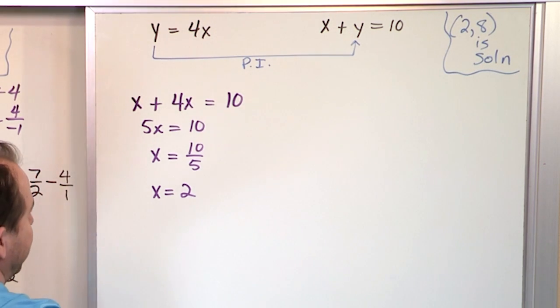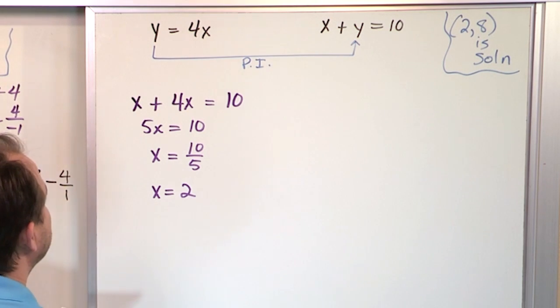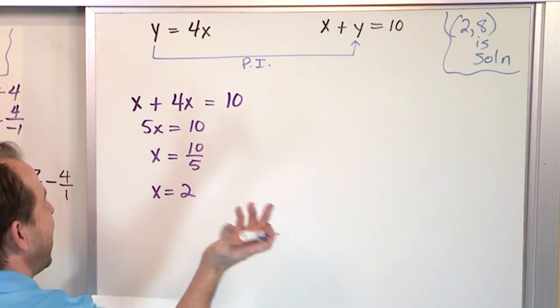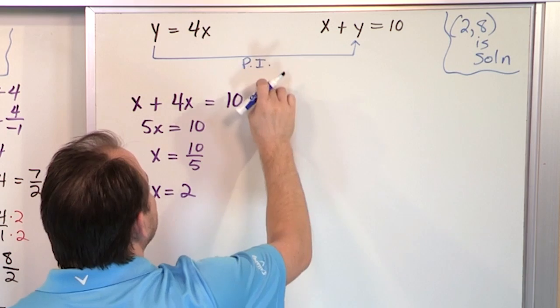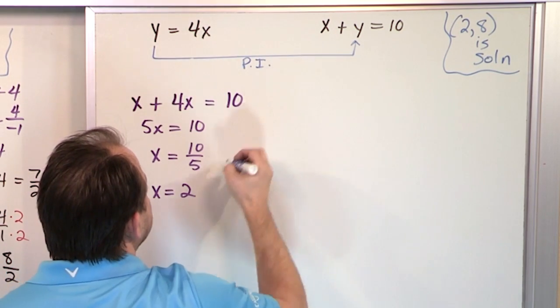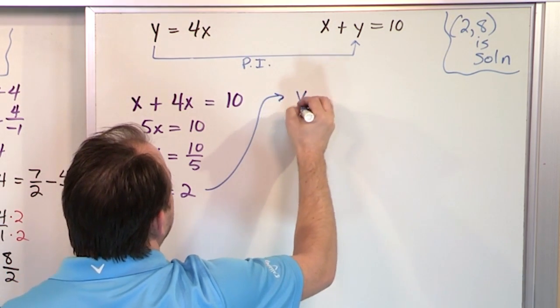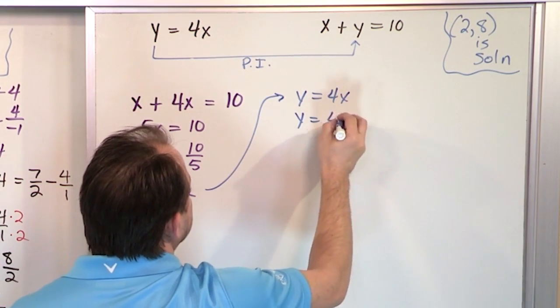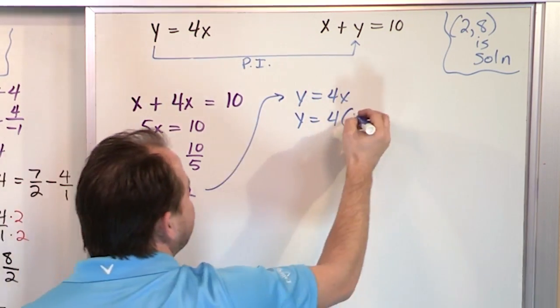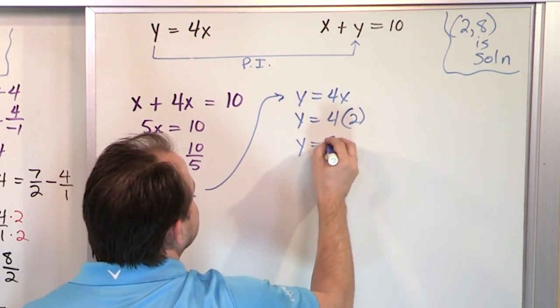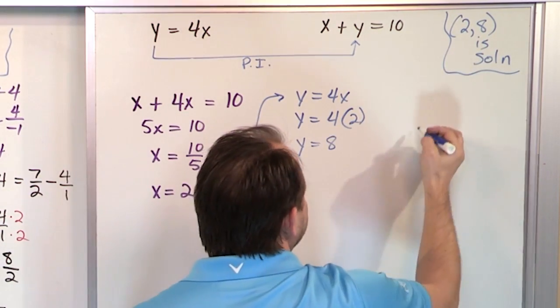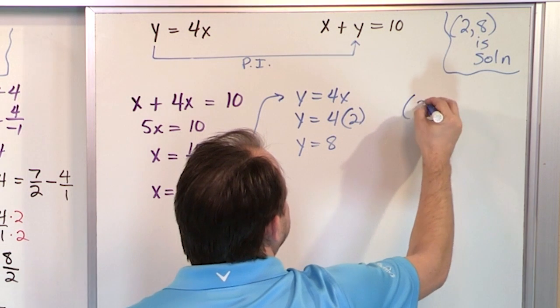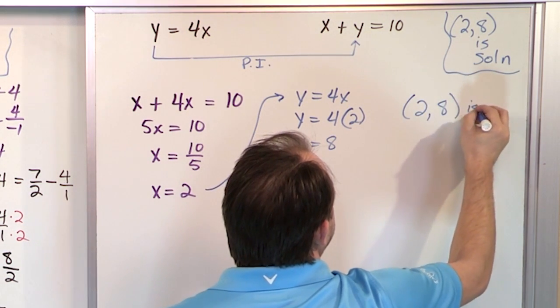Now, the intersection point is equal to 2. Now, we take this half of the solution, we have a choice. Let's stick it into the easier one. This is the much easier equation to deal with. So I'm going to go over here and say y is 4x, because that's what I'm given. So y is 4 times, what is x? We now know x to be 2, so y is 8. And this is exactly what we got here. So then we say, what we know is that (2, 8) is the solution.